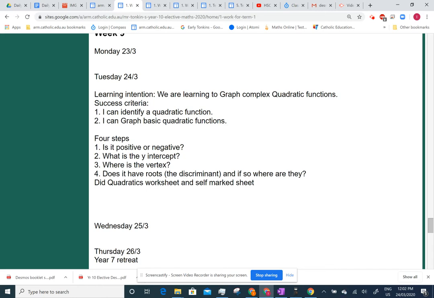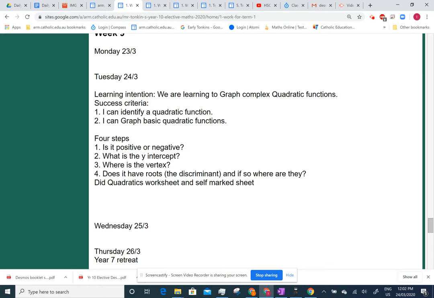Our learning intention: we are learning to graph complex quadratic functions. In our success criteria, I can identify a quadratic function and I can graph basic quadratic functions. Well, they won't be very basic. Some of these are going to be quite difficult. But I've also listed here 4 steps you need to be able to follow.